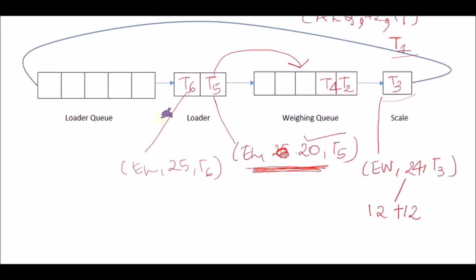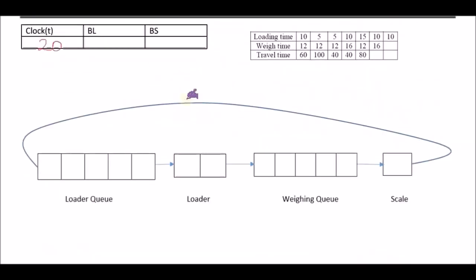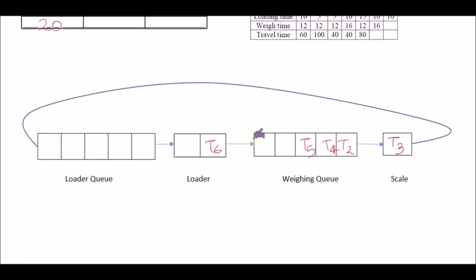So how is the scenario going to look? This is going to remain the same. This is going to remain the same. There's going to be one thing added, and one loader is going to be busy. So let's write that down. At clock instance 20, I'm going to have T3, and T2 that was already there, T4 and the new addition T5 and T6, and one of the loaders is going to be busy. And obviously T1 over here that is traveling.